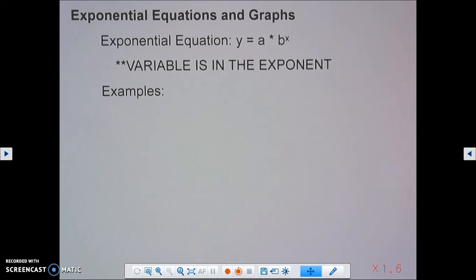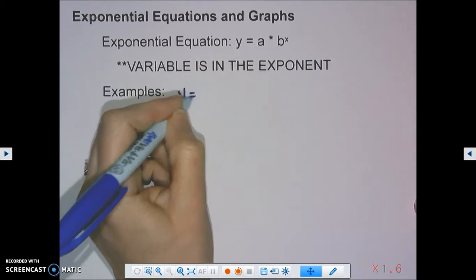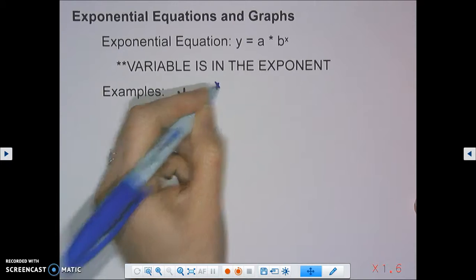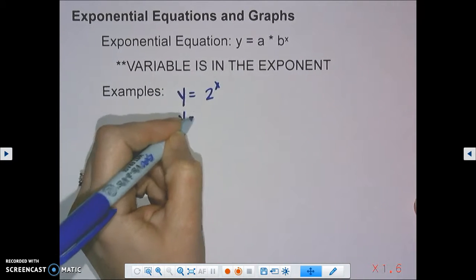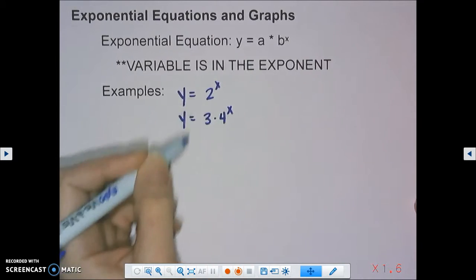That's a lot like the geometric sequences that we had just been seeing. Instead of having the n minus 1 power there, we're going to have just the x power. So let's look at some examples of what this would look like. We could have y equals 2 to the x power. We could have y equals 3 times 4 to the x power.